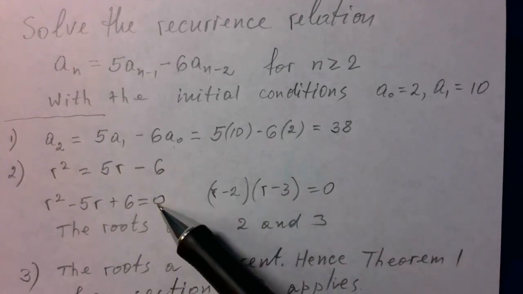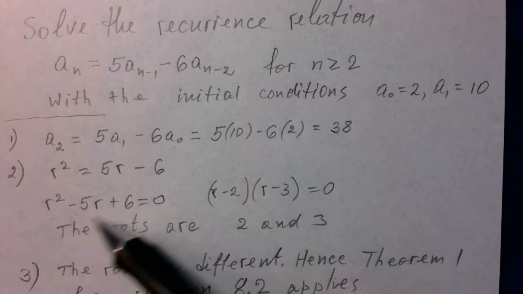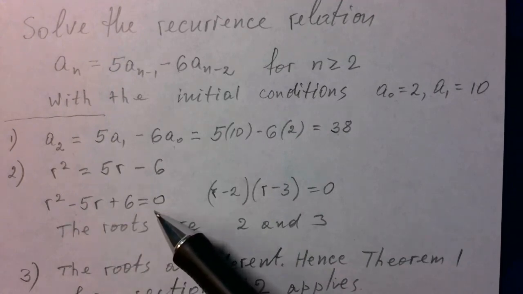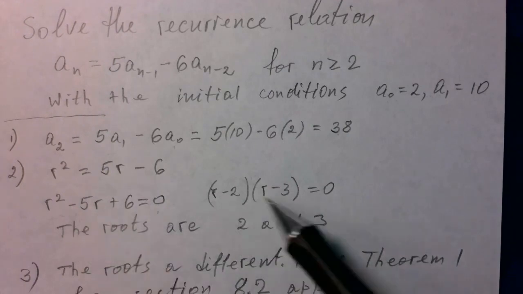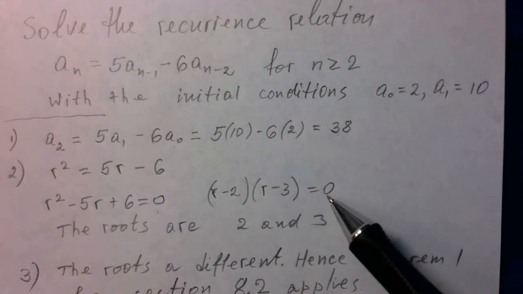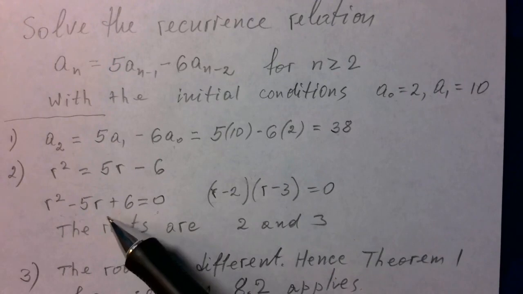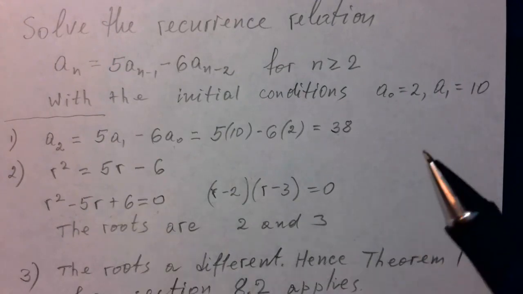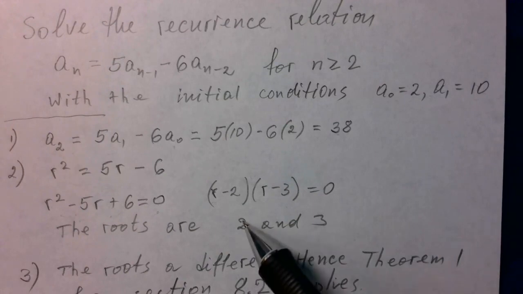We write it in equivalent form, the standard form of a quadratic equation. And then we factor the left-hand side to find the zeros. Or you can just use the quadratic formula to find the zeros. It turns out that they are 2 and 3.